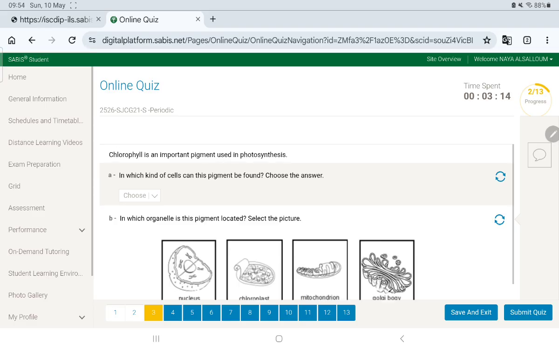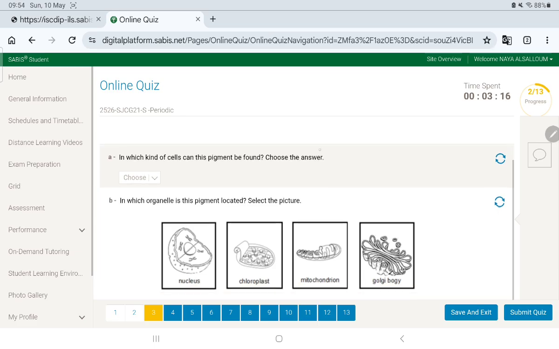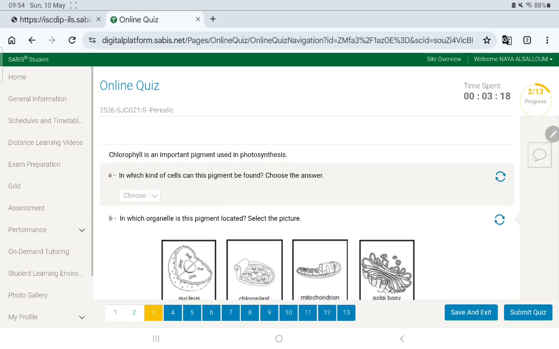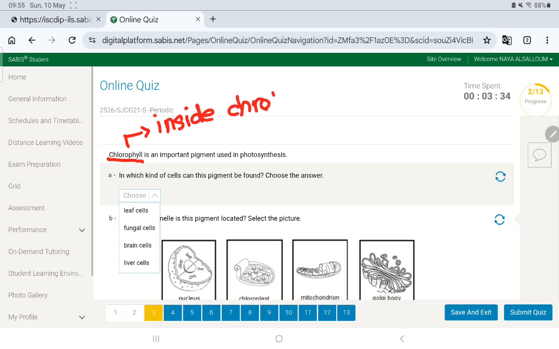Chlorophyll is an important pigment used in photosynthesis. In which kind of cells can this pigment be found? Chlorophyll is inside the chloroplast, so that's the first thing. So inside chloroplast. And the chloroplast is used to capture sunlight.